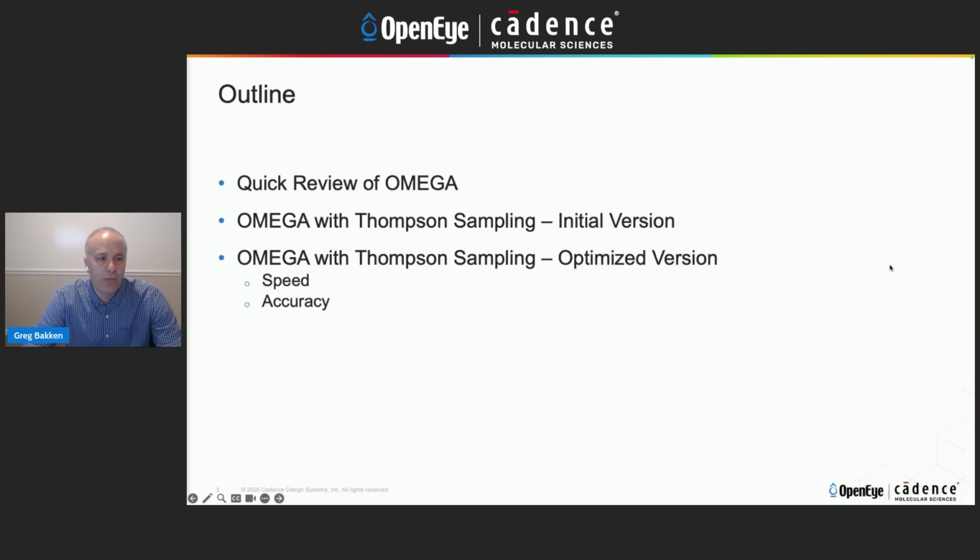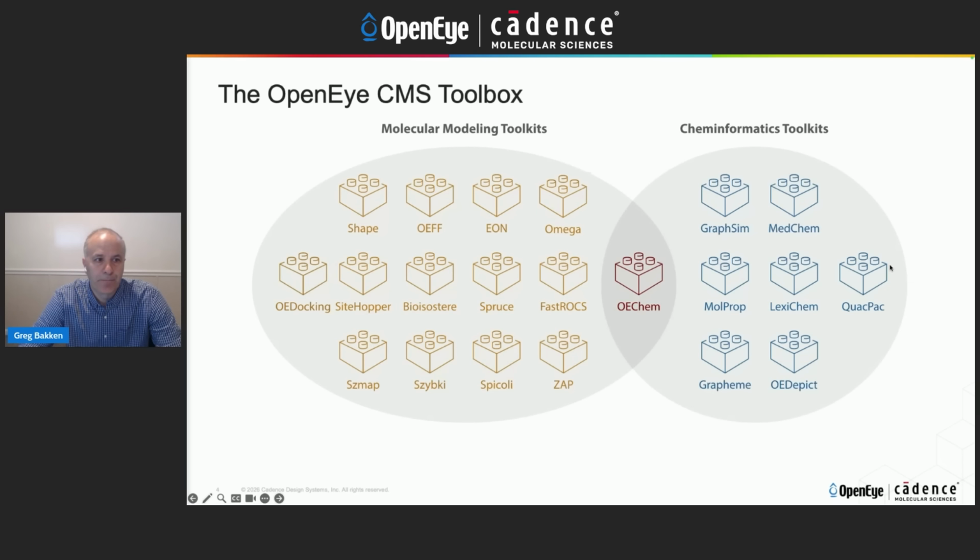So we'll start with just a quick review of Omega. I think many people are familiar with it and have seen how it works and know some of the internals. And then we'll talk about our initial implementation of Thompson Sampling. And then we'll go into an optimized version of Thompson Sampling and really look in more detail at speed and accuracy of Omega. If you've seen many talks from OpenEye, you've seen a slide that looks like this.